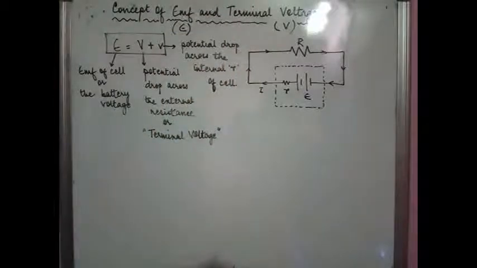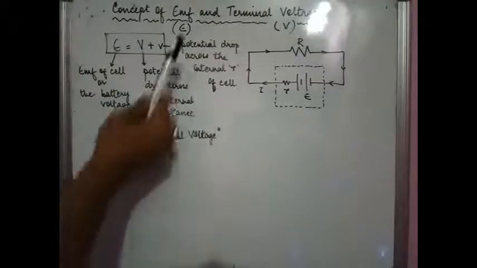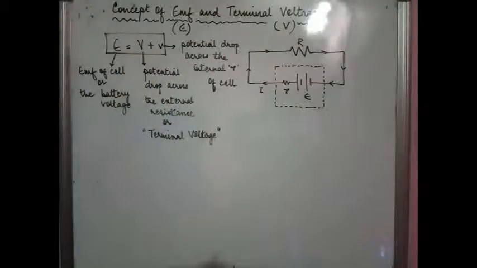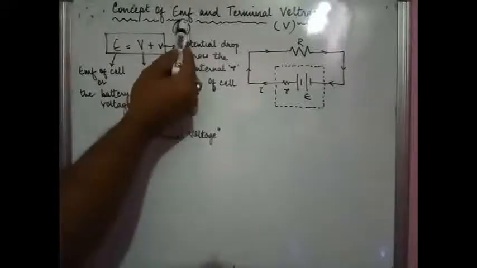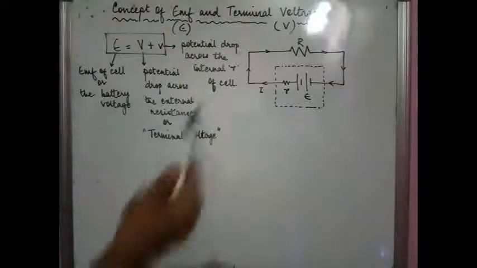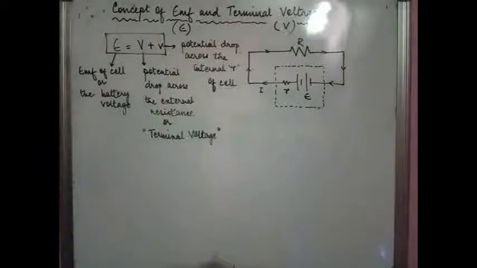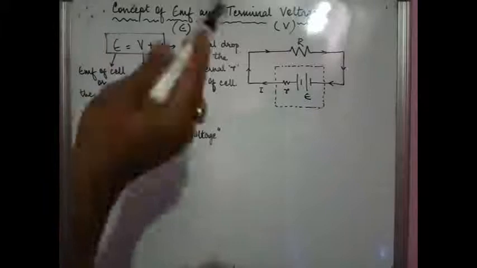Now EMF, the word itself you must have heard. It is the battery voltage or the EMF of the cell, electromotive force of the cell. It is represented with an E looking letter, but not exactly E. It is known as epsilon. So you will make this letter like this, and then we obviously have the terminal voltage represented with a capital V.